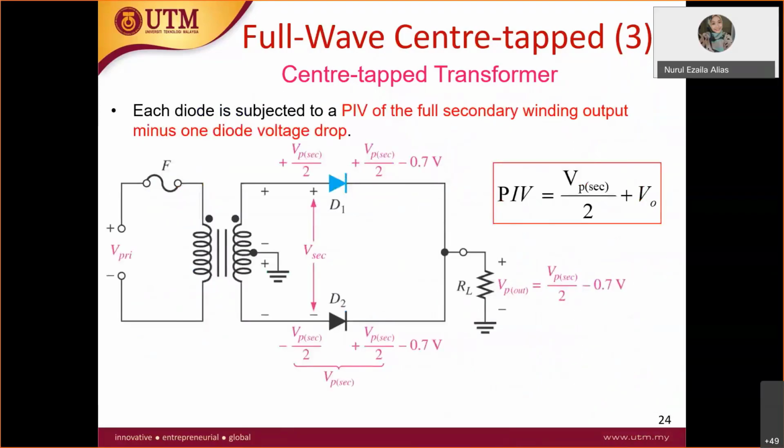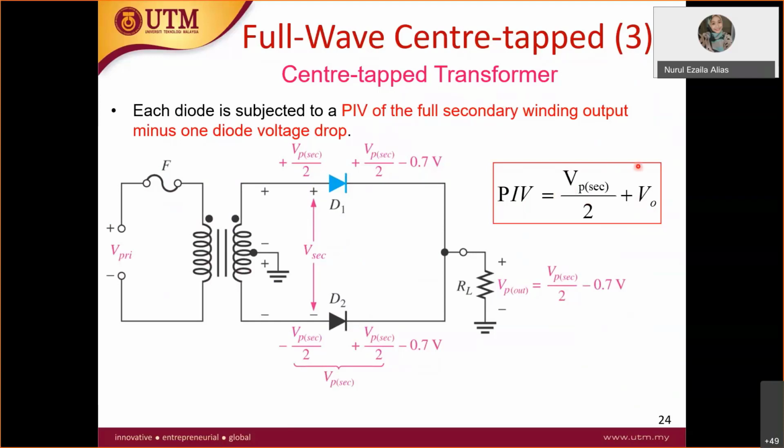Okay, so like I said just now, we have the PIV, peak inverse voltage. Peak inverse voltage is the maximum voltage possible when the diode is reverse bias. When the diode is reverse bias, you can calculate the peak inverse voltage, the maximum voltage that the reverse bias diode can allow to pass through. The peak inverse voltage is given by this equation: V peak secondary over 2 plus V naught.